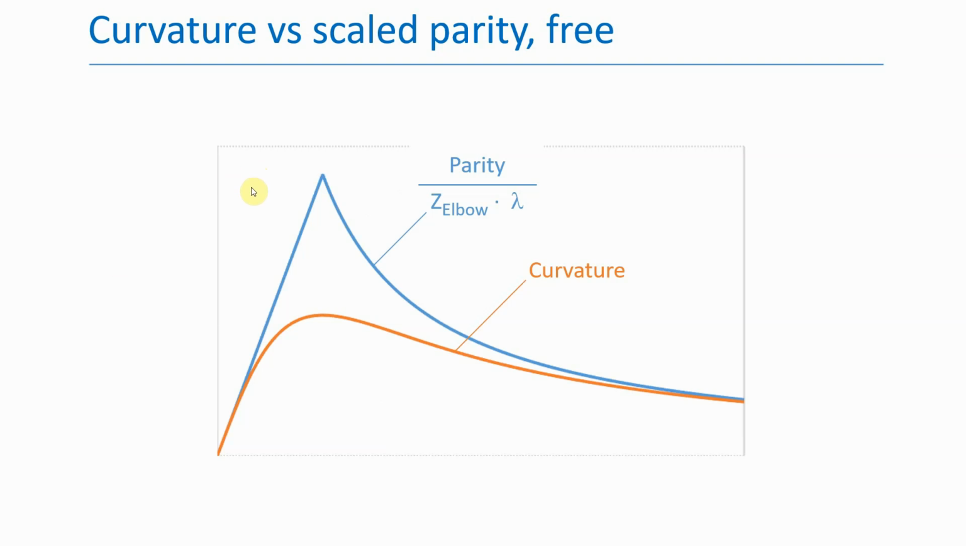This diagram shows two functions. The orange is the curvature of the beam in the free configuration. The blue is the parity scaled by a factor of the elbow distance and the wavelength. Both functions have a peak at the elbow, but the scaled parity is exactly twice as large. Near the flat and deep in the far field, the two functions are asymptotically close.